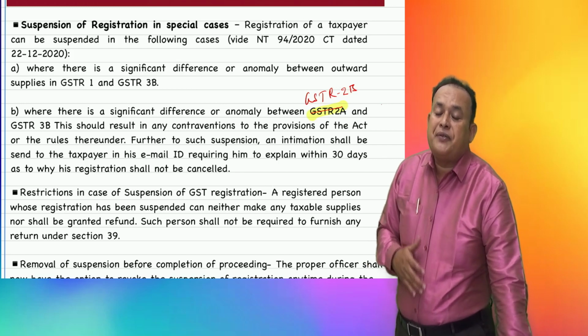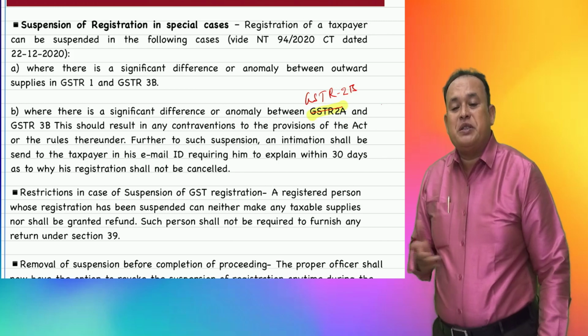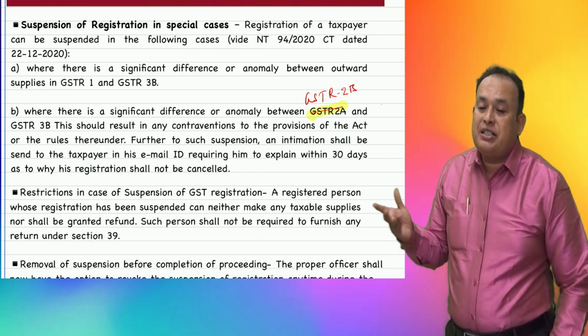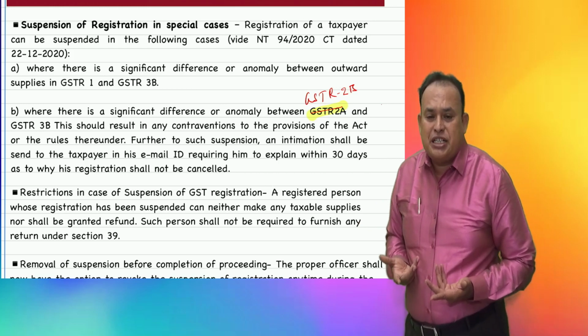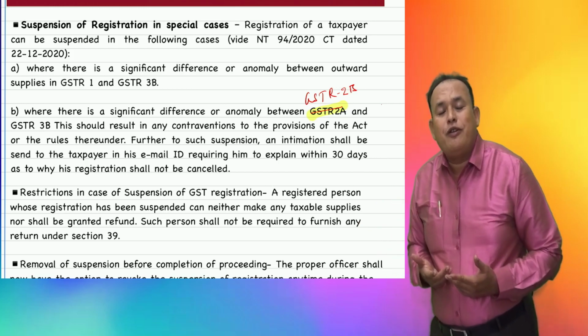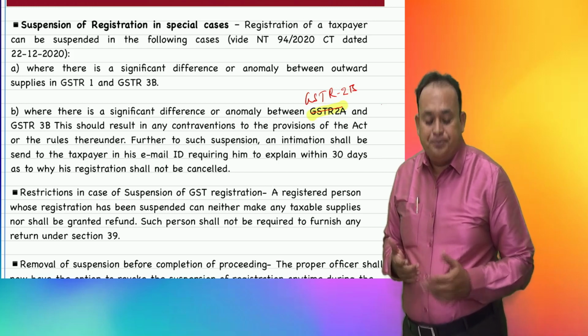Restrictions in case of suspension of GST registration. A registered person whose registration has been suspended can neither make any taxable supplies nor claim any refund, as the case may be. Such a person shall not be required to furnish any return under Section 39 of the CGST Act.